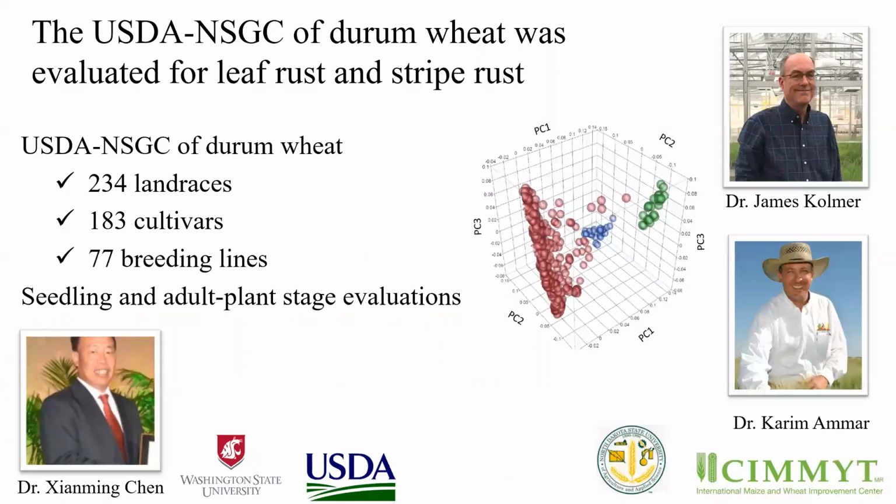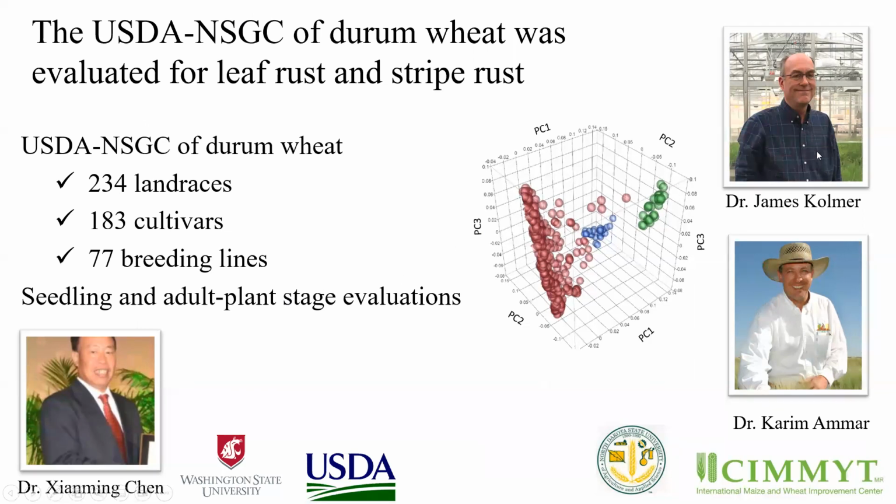So to do that, I used the USDA National Small Grain Collection of durum wheat that was evaluated for leaf rust and stripe rust. This is a publicly available germplasm, so I was able to share it with other scientists in the US and in Mexico to do the evaluation. These are around 500 lines, half of them landraces, and the remaining are cultivars and breeding lines from around 70 countries. The test was done both at seedling and adult plant stages.